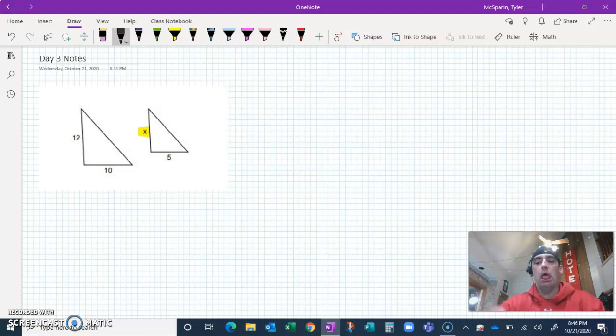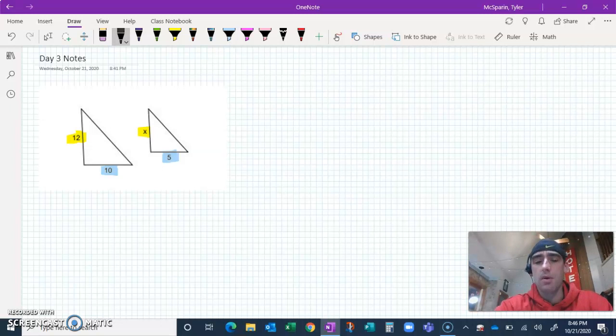algebra. I know. Okay, so I first want to highlight my corresponding side. So I've highlighted x as yellow. I'm also going to highlight, oh no, why would I do that? That didn't make any sense at all. I also want to highlight my 12 as yellow, because those are corresponding. I'm going to highlight my 5 as red. I'm going to highlight my 10 as red. That's blue. That's clearly blue.